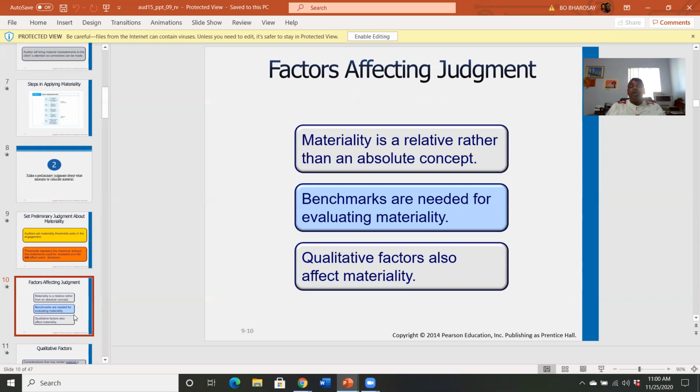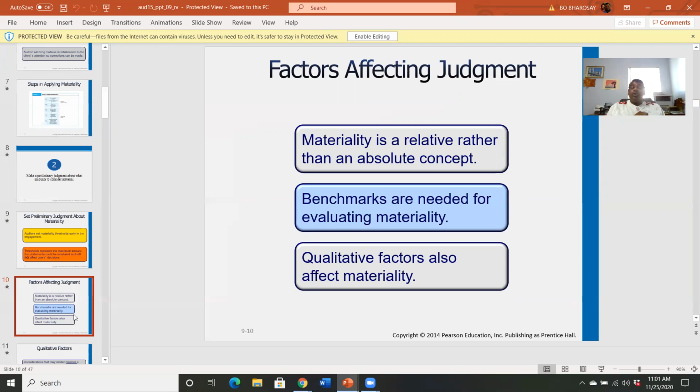Where does the threshold come from? It depends on the auditor's judgment. So, factors affecting judgment: materiality is a relative rather than an absolute concept. And we talked about materiality before. Benchmarks are needed for evaluating materiality. In the balance sheet, we're looking at either total current assets or total assets. In the income statement, we are looking at net income.